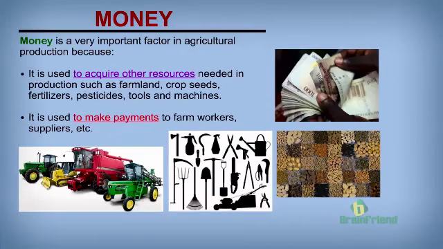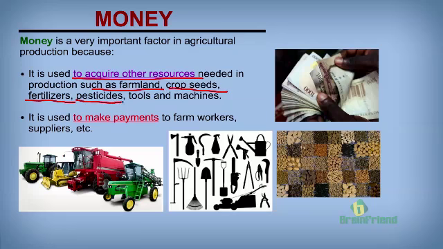The next factor for agricultural production is money. Money is very important for the production of agricultural goods. Farmers need money to acquire other resources that are needed for production, such as the farmland. They will use money to buy farmland and crop seeds. They also need money to buy the seeds that are to be planted on the farm, and fertilizers, which are to nourish the crops grown on the farm.